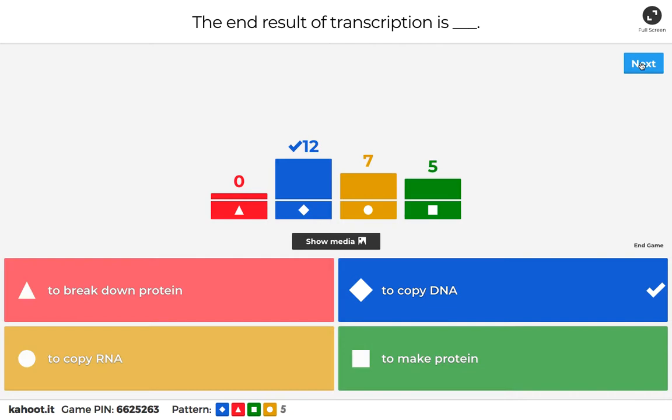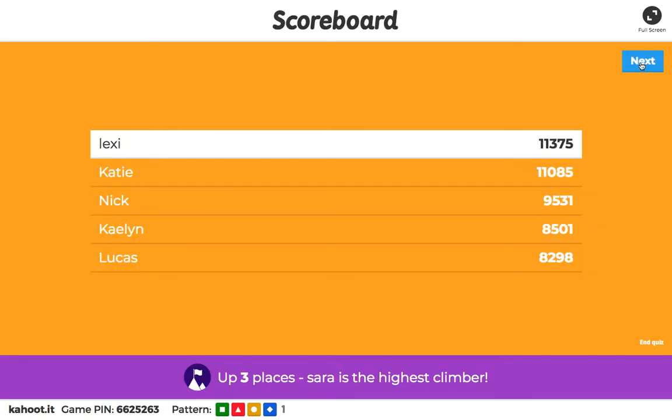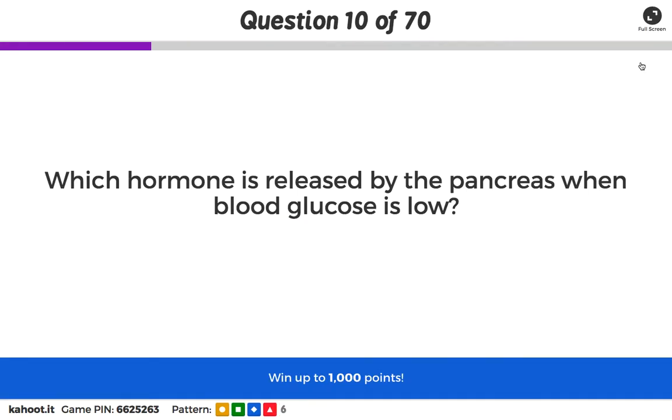Where does transcription occur? In the nucleus. And what is made? mRNA from DNA. Very good. That's transcription. The other half was translation.